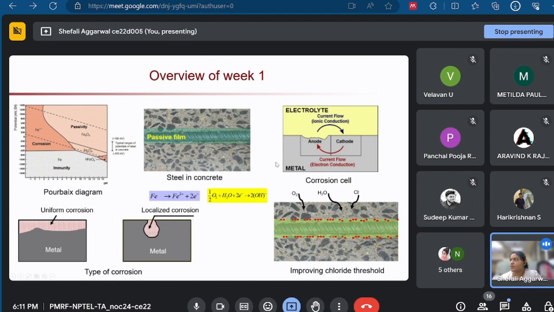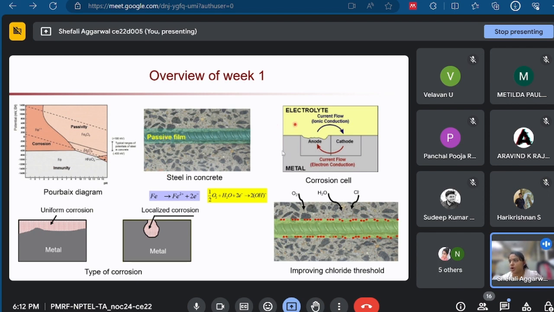So firstly, in week 1, you might have studied the corrosion of steel in concrete. As we all know, concrete is mostly an alkaline medium. In alkaline media, at higher pH, steel is in a passive state. Means steel has a strong passive layer formed around it when it is present in the high pH area. And because of that, our steel is protected.